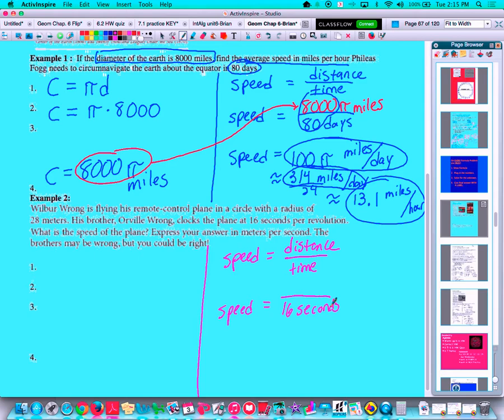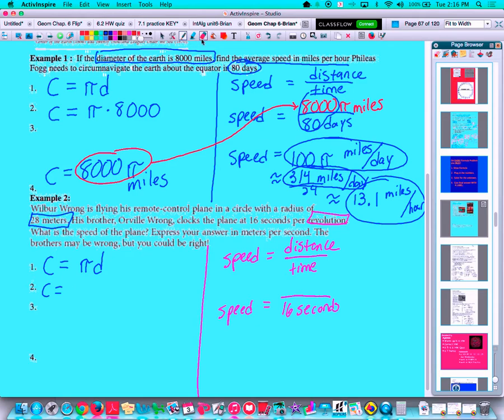All right, so when it says per revolution, what that really means is traveling in a circle. One revolution is one way around the circle, one time around a circle. So when we are talking about the distance in a revolution, basically we are talking about circumference. So circumference is equal to pi times diameter. Step number 2, plug in what we know. We are given that it has a radius of 28 meters.